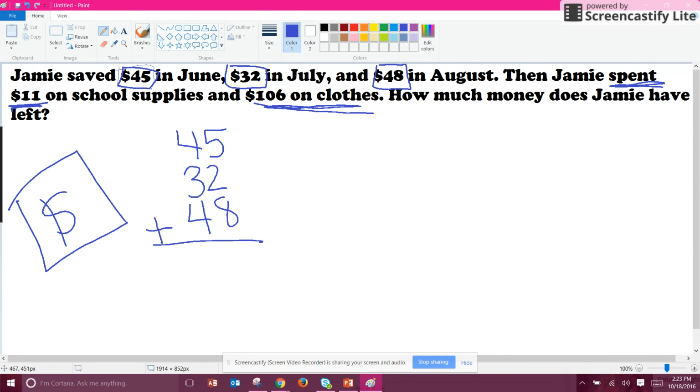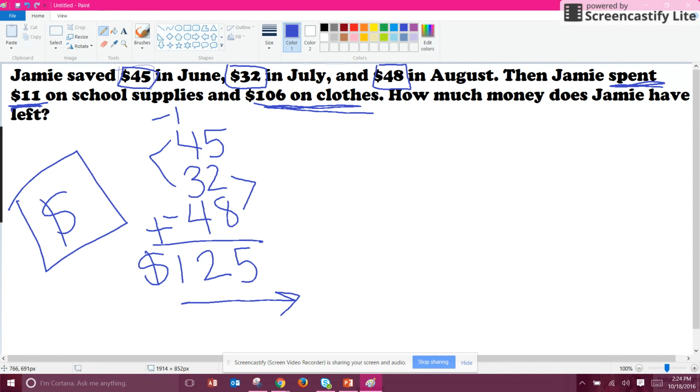These two numbers equal 10. 10 and 5 is 15. Carry the 1. 5 down there, carry the 1. 4 and 3 is 7. 7 and 1 more is 8. 8 plus 4 is 12. So the answer is $125. Walking in the door, she saved $125.